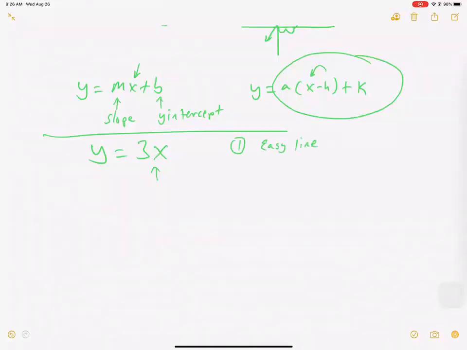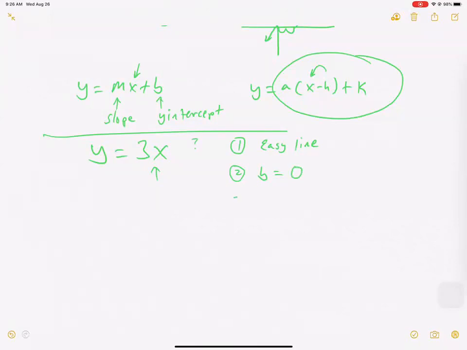Every time you see x by itself, no fancy stuff around it, it is going to be an easy line. What is the b value? The second thing you should spot is the b value, my y-intercept. Is there a b value here? Nope. So we can easily say b is 0, and that's 100% okay. We were okay with that in Algebra 1.